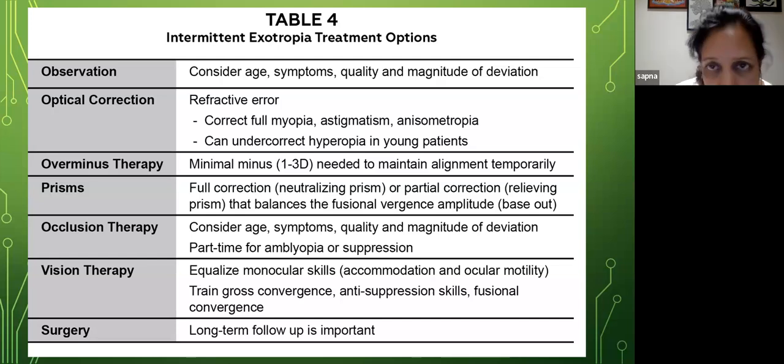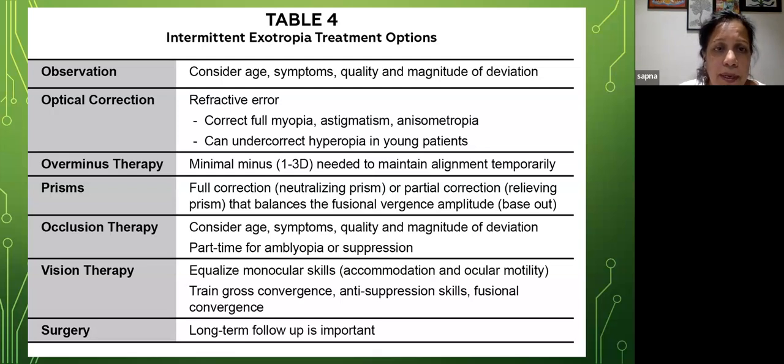Till then, what do we do? For intermittent exotropia presenting at an early age, we do alternate day, alternate eye patching. See, the rationale for this treatment is not very clear. It is said to dissociate the images, but the results are very positive. We get very good results with alternate day, alternate eye patching for intermittent exotropia at a younger age group.